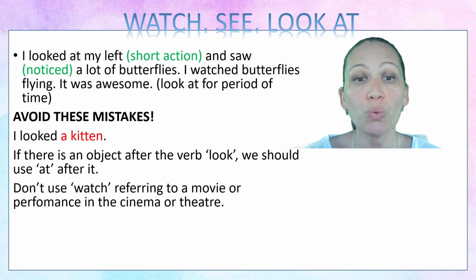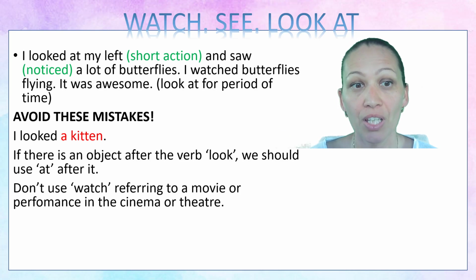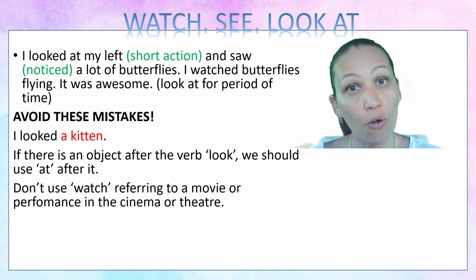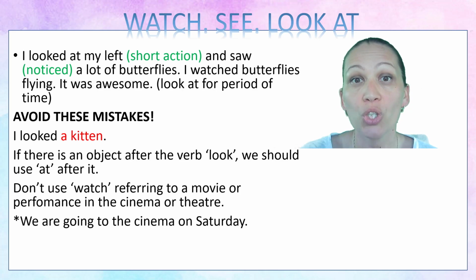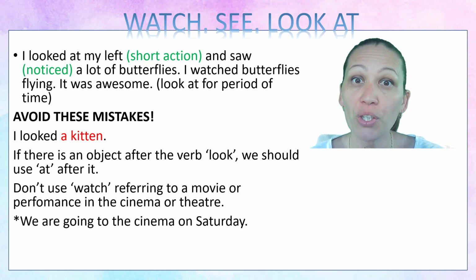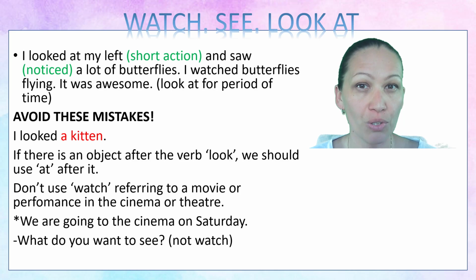We don't use watch referring to a movie or performance in cinema or theater. We use watch when we watch something on TV, but when we actually go into the building of the cinema or theater, we need to use the verb to see. For example, we are going to the cinema on Saturday. What do you want to see? We don't use the verb watch here. We use the verb to see. What are you going to see in the cinema?